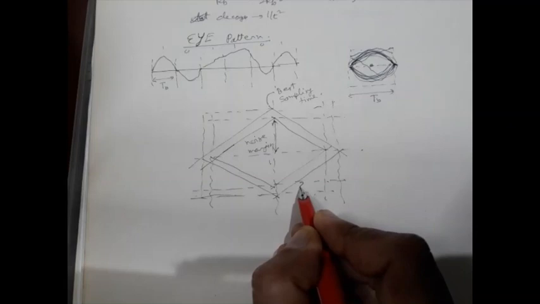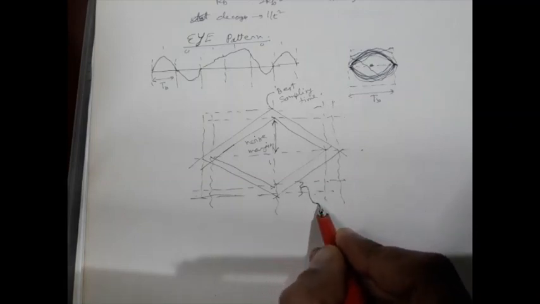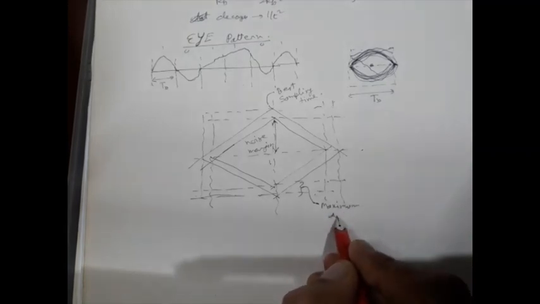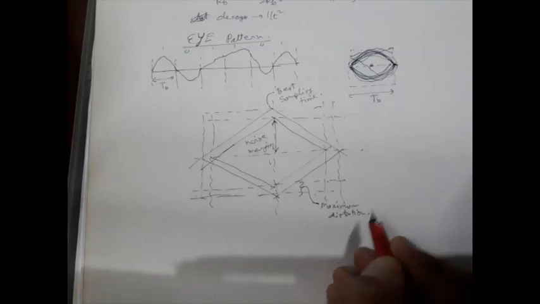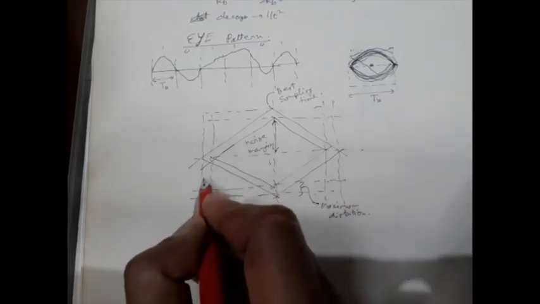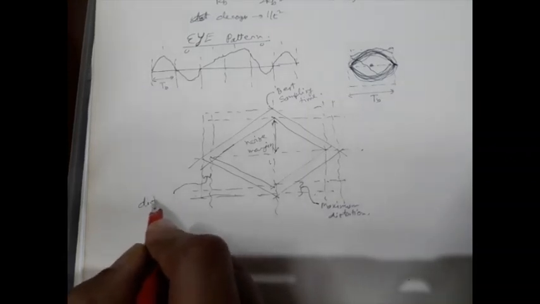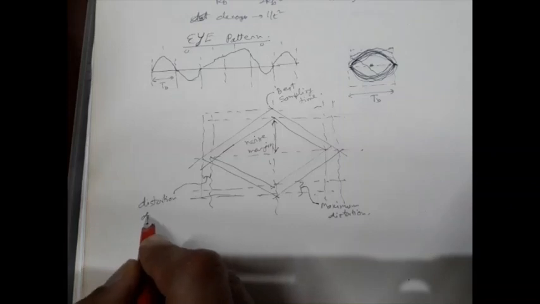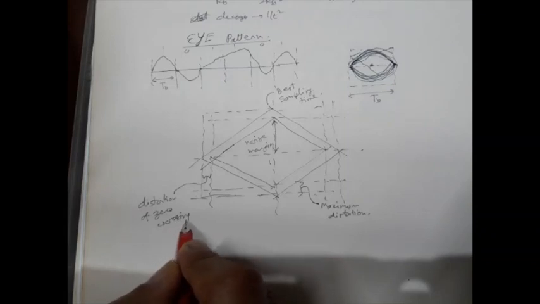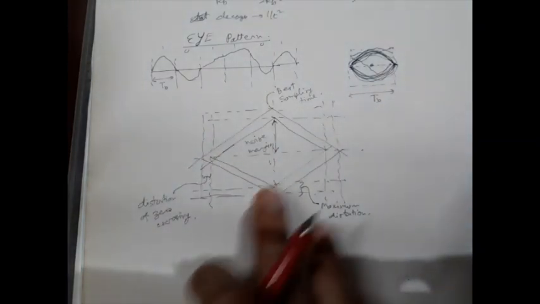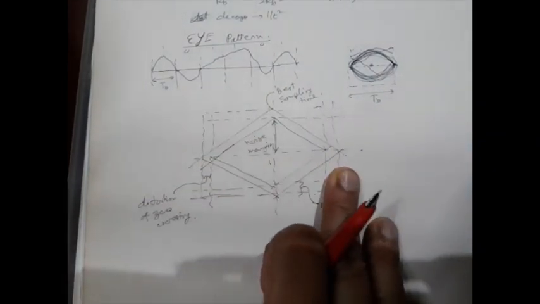This section will give you the maximum distortion. This portion gives us distortion of zero crossing. So these are different pieces of information available from this eye pattern.